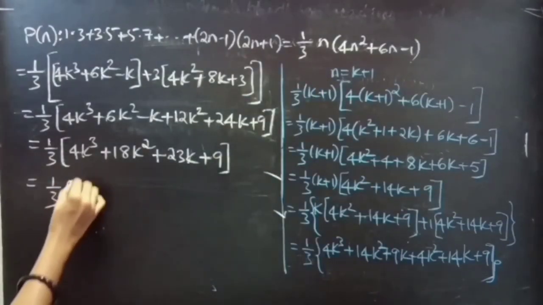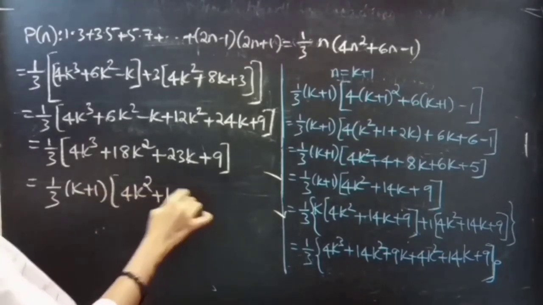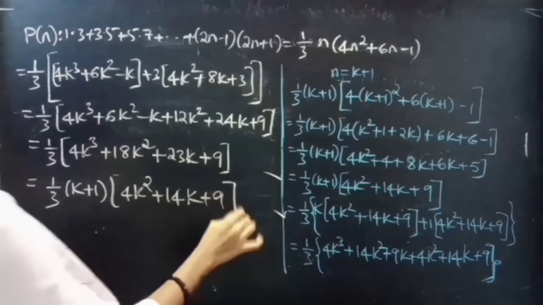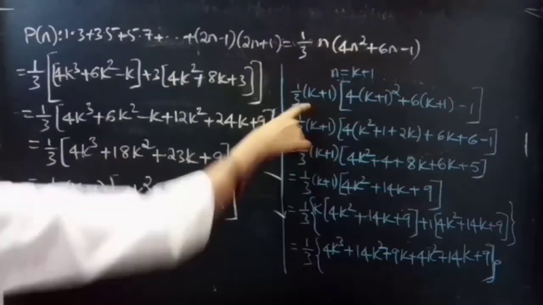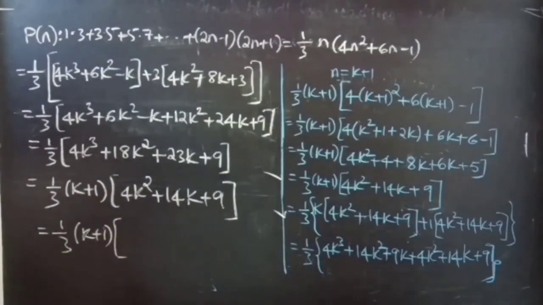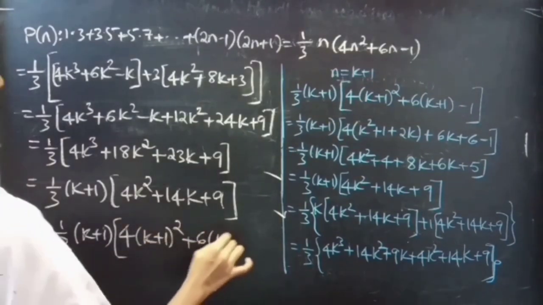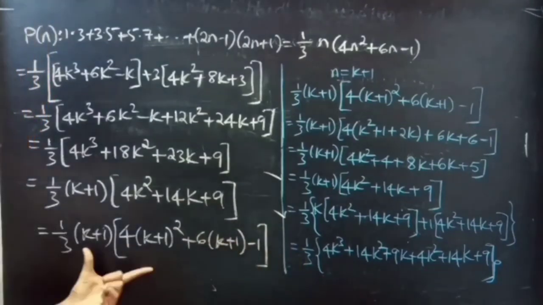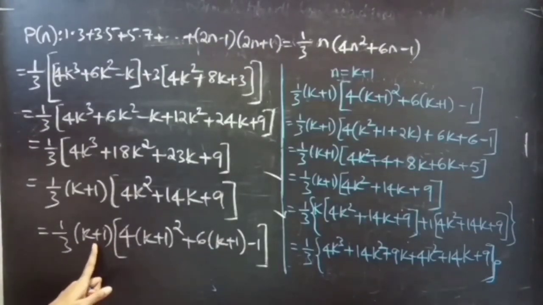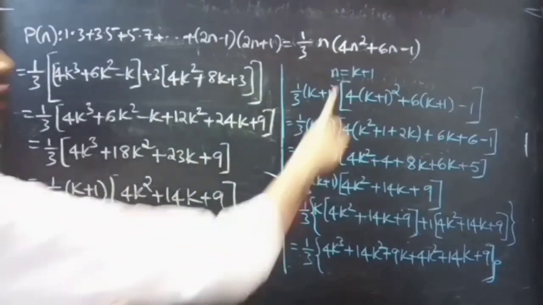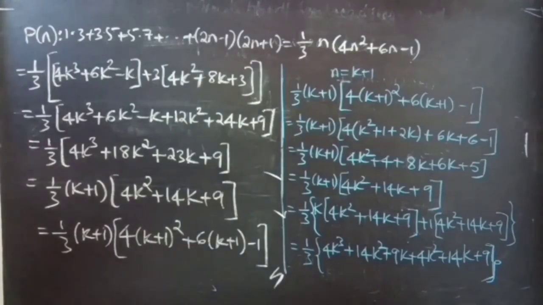So this equals 1 by 3 into 4 plus 1 into 4k square plus 14k plus 9, which equals 1 by 3 into, I'm directly writing the first step, 4 into k plus 1 whole square plus 6 into k plus 1 minus 1. See? The same step for n equals k plus 1: 1 by 3 into n into 4 into n square plus 6 into n minus 1. So this completes the problem.